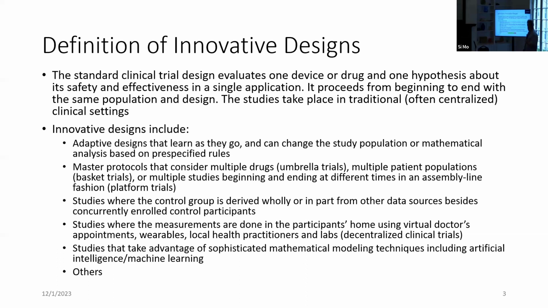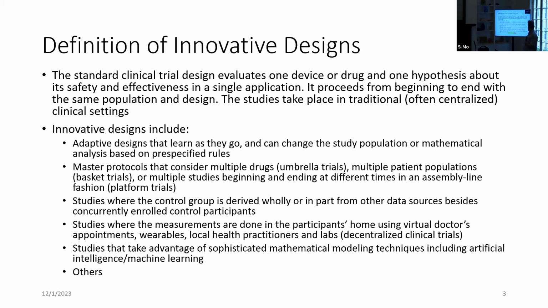There are master protocols that consider multiple drugs or multiple patient populations. Those are called umbrella trials and basket trials, respectively. Or multiple studies that begin and end at different times, like an assembly line with a single operational platform. Those are called platform trials. There are studies where the control group is derived wholly or in part from alternative data sources rather than concurrent patients. There are studies where measurements are done in the participant's home or by practitioners near their home or with wearable devices or Zoom. And these are called decentralized clinical trials.